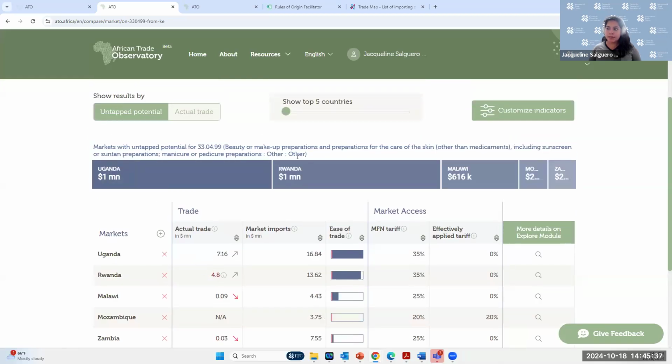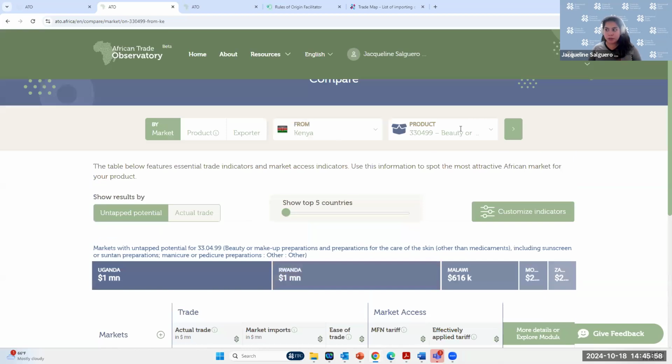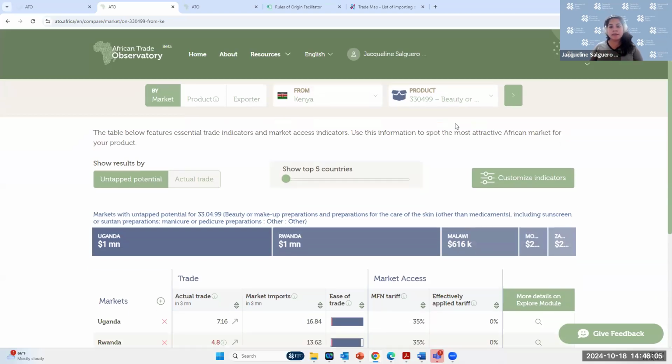So before, when I looked at untapped potential, I had Uganda first, then Rwanda, then Malawi, then Mozambique, and then Zambia. If I mouse over each of these bars, it will tell me this is the ranking that we also see on this table. And in addition, it will tell me the value: how much we have computed that a Kenyan producer of body lotion can enter into this specific market for this particular product. All analysis here is at the product level, at the most disaggregated product level.